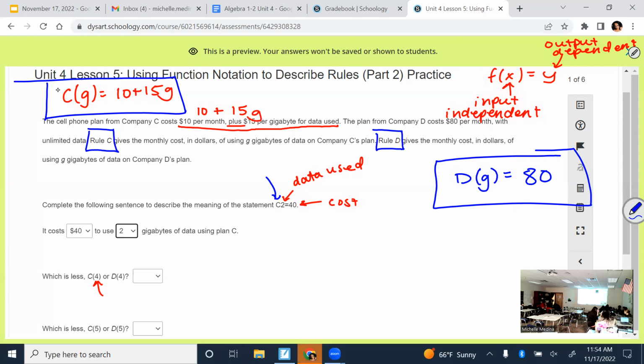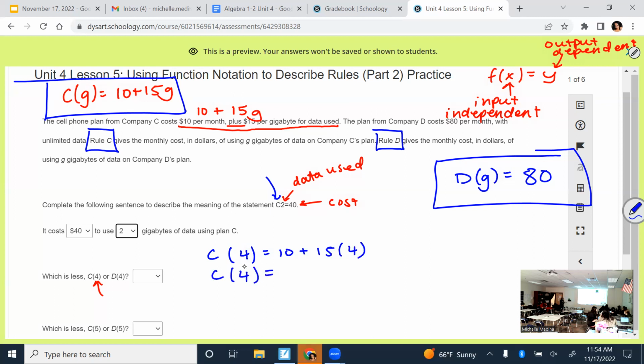All right, so then that brings us back to this part of the question. It says, which is less, C of 4 or D of 4? Again, what's the 4 replacing? The input. Normally it's X, and this one is G, so wherever there is a G for both problems, replace it with a 4. So here's for company C. That's what it looks like. Put it directly into your calculator.